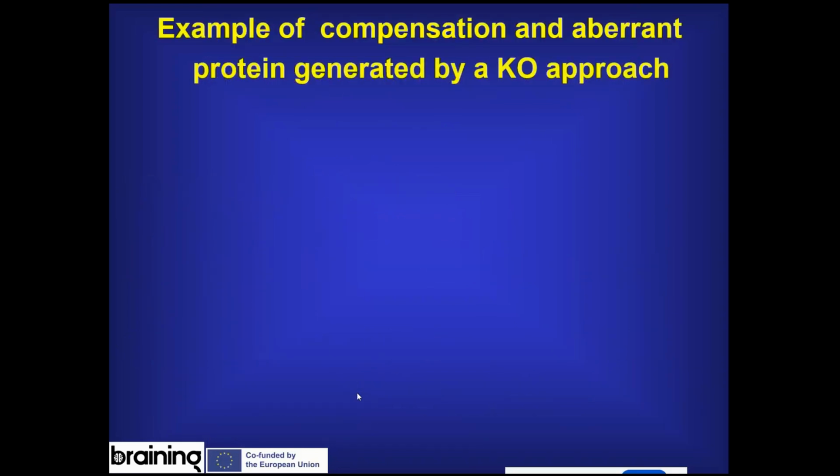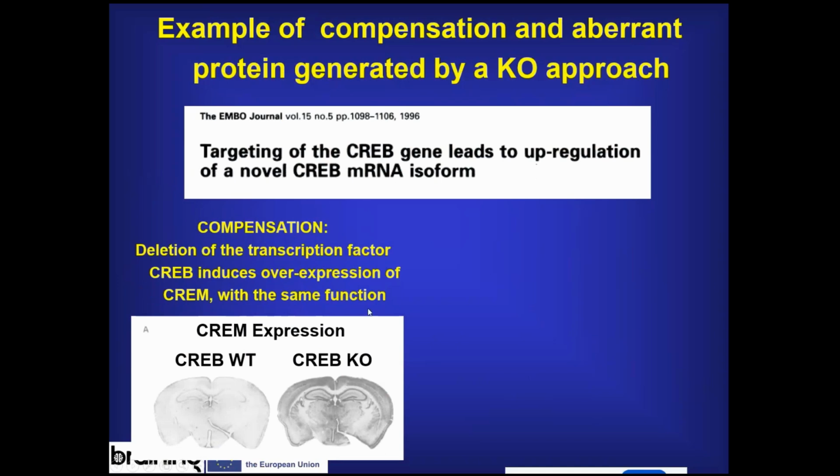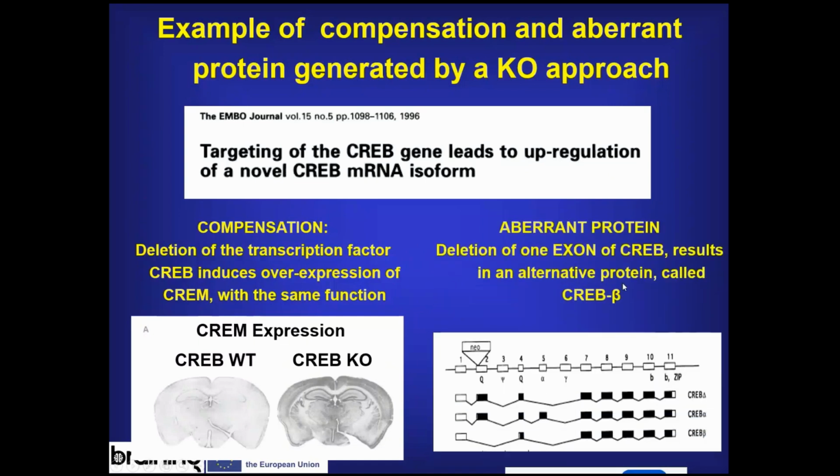So, for example, I want to give you this example of a group that tried to generate a knockout of CREB, a transcription factor. The first thing that happened to them was that in the knockout there was actually an overexpression, as you can see here in immunohistochemistry, because CREM, which is a similar gene, took over the same function. And the other time, they had an aberrant protein because they targeted the neomycin cassette before one exon. This exon was skipped, and they generated an alternative protein. So they were not really lucky.